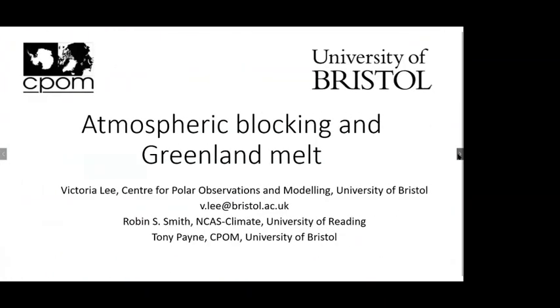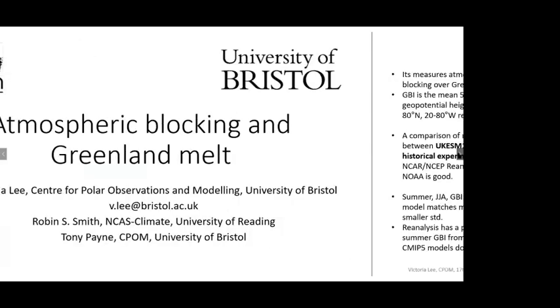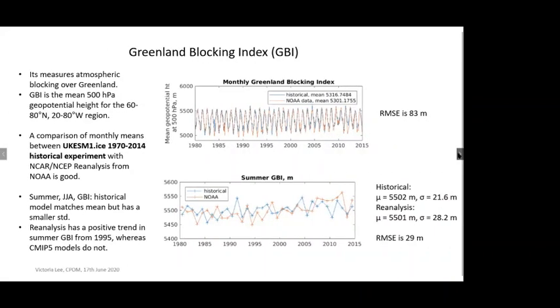Okay. All right, so I'm going to be talking about atmospheric blocking and Greenland melt. We're interested in atmospheric blocking over Greenland for its relationship to the surface melt of the ice sheet. One of the things we can use to measure the blocking is the Greenland blocking index. It's an average of the 500 hectopascals geopotential between 60 and 80 degrees north and 20 to 80 degrees west in the region.